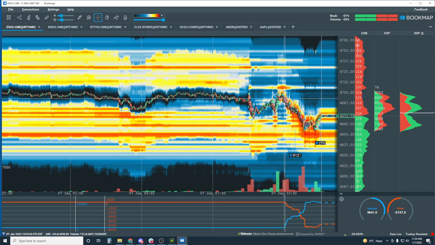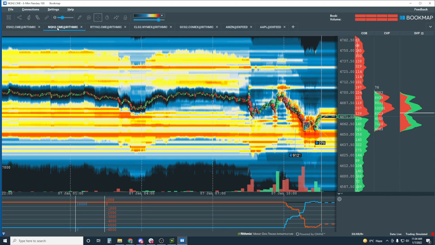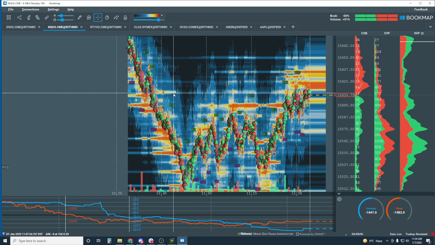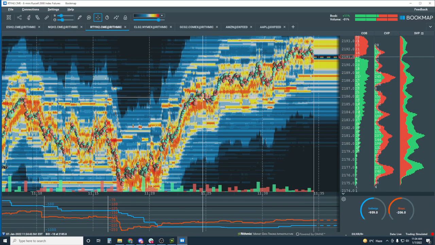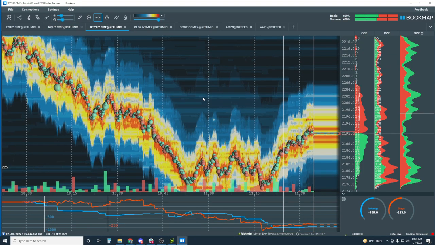Okay, so we've got the pieces of the puzzle together. We're just looking for it to unfold. That's it. All right, now we can also take a look at our correlated markets. NASDAQ's looking pretty good here. What about the Russell? Russell looks great. So we're looking for continuation.